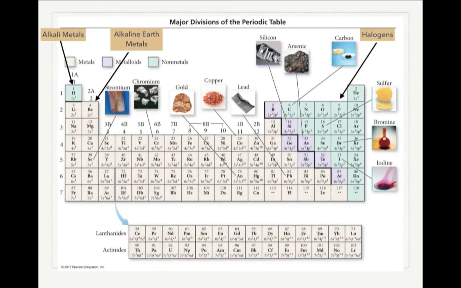Let's take a look at the periodic table here. And what we see is some different areas here. We've got our metals here.